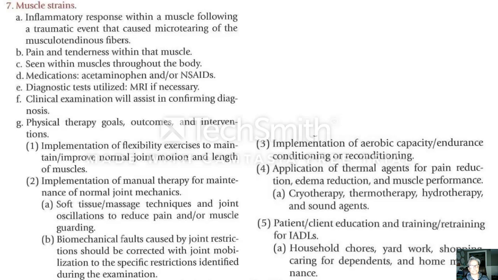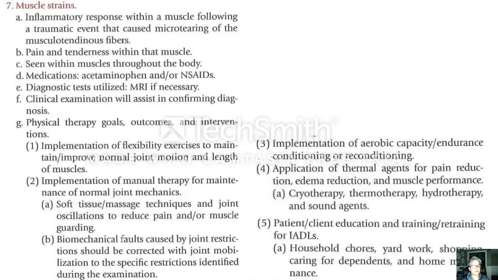Muscle strains. Inflammatory response within a muscle following a traumatic event that caused micro tearing of the musculotendinous fibers. Pain and tenderness within that muscle. Seen within muscles throughout the body. Medications: acetaminophen and/or NSAIDs. Diagnostic tests utilize MRI if necessary. Clinical examination will assist in confirming diagnosis.